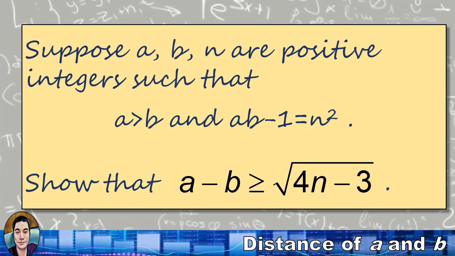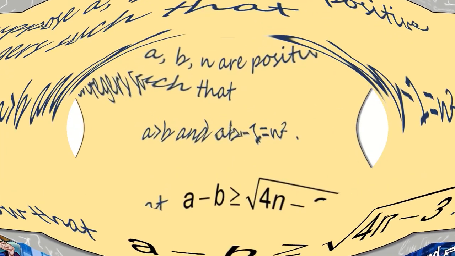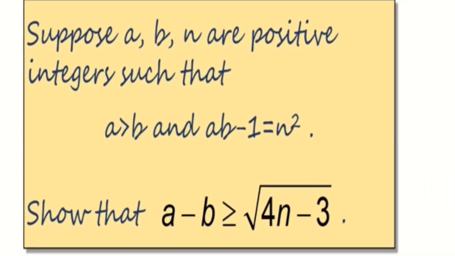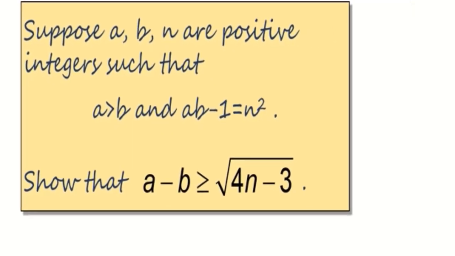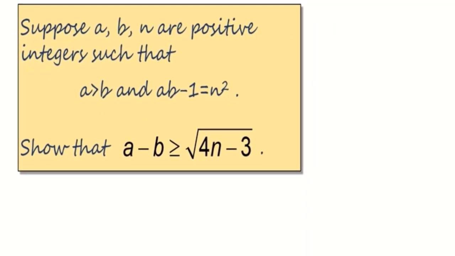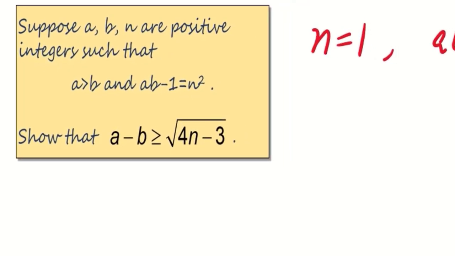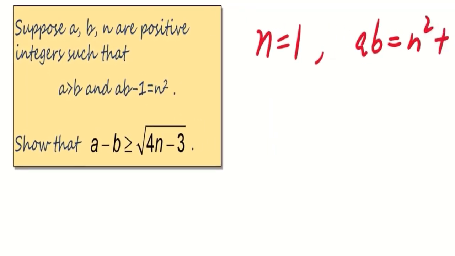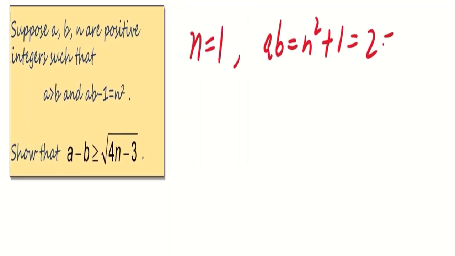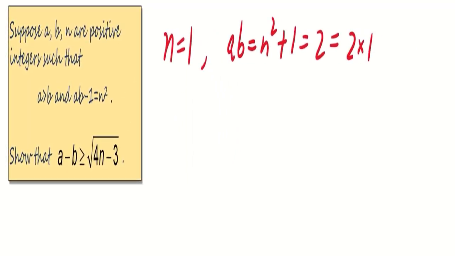Please have a good try before you look at the answer. You may try to understand the question by listing out some possible values of a, b, and n. Suppose n equals 1, then ab equals n squared plus 1, that is equal to 2. And in this case, there's only one possibility, that is a equals 2 and b equals 1.